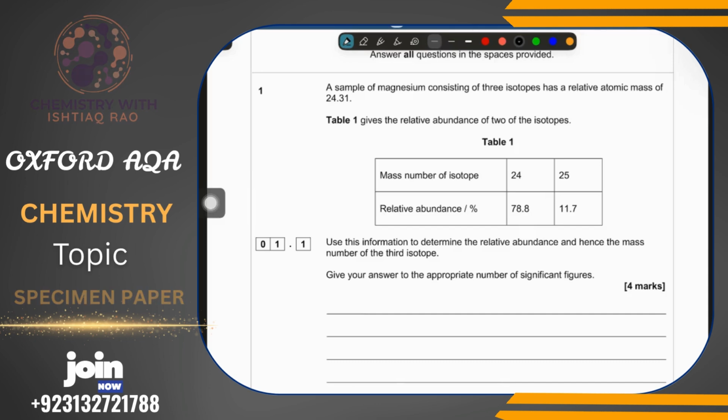So in this we are going to apply Ar is equal to, if you remember, Ar is equal to isotopic mass multiplied by its abundance.